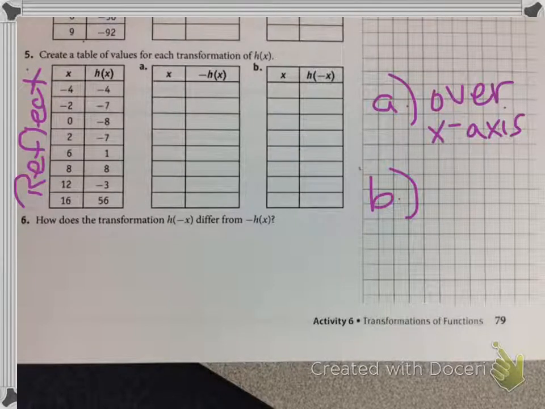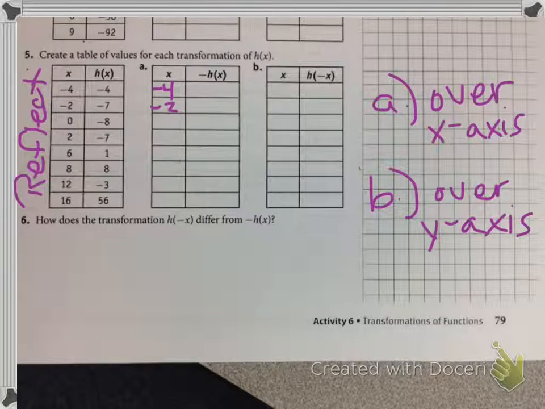And on B, the negative sign is on the inside, so that's a horizontal reflection, so that goes over the y-axis. Whenever the negative sign is on the outside, the x's stay the same, but our y's will change signs. So if it was negative, it becomes positive, and anything that was positive becomes negative. You'll complete that in a second.